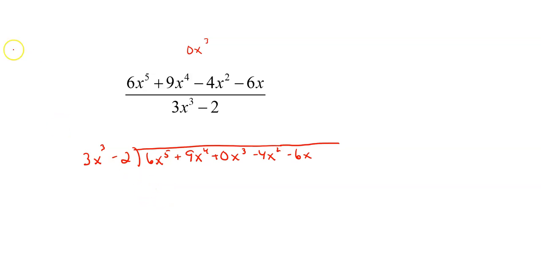All right, take my leading terms and divide them. So 6x to the 5th over 3x to the third. 6 divided by 3 is 2. 2 more x's in the top and the bottom. So this is going to go kind of quick. Where's our answer go? All the way over here. So 2x squared times 3x to the third is 6x to the 5th, and then minus 2 times 2 is 4x squared.